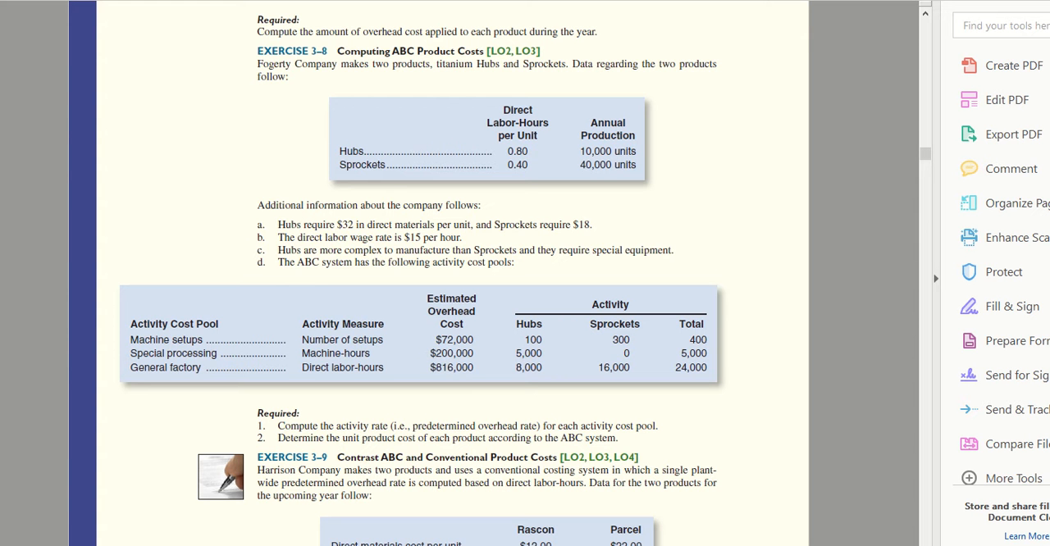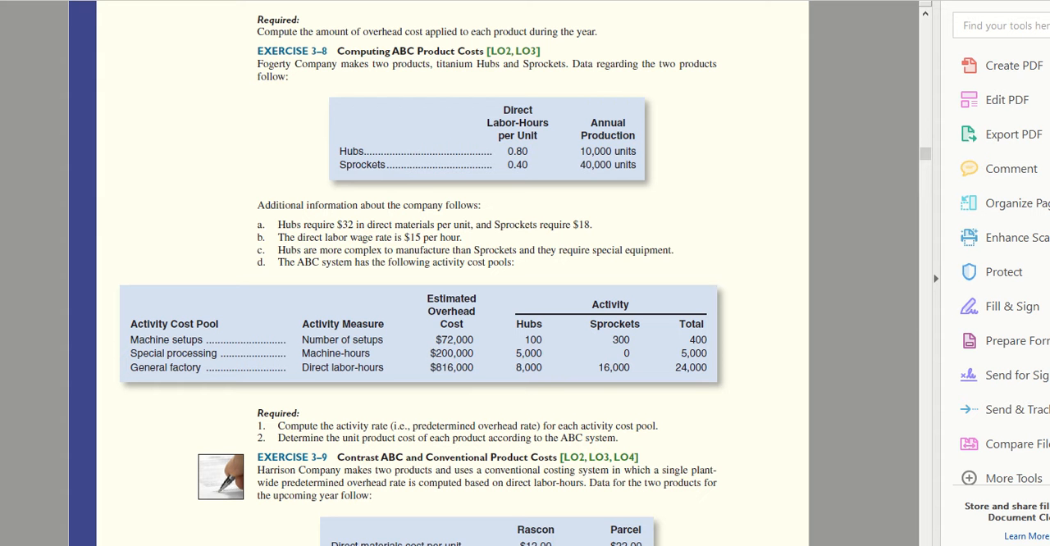Hubs require $32 in direct materials per unit and sprockets require $18. Direct labor wage rate is $15 per hour. Hubs are more complex to manufacture than sprockets and they require special equipment. Activity-based system has the following activity cost pools. Compute the activity rate, determine the unit product cost for each product according to the ABC system.